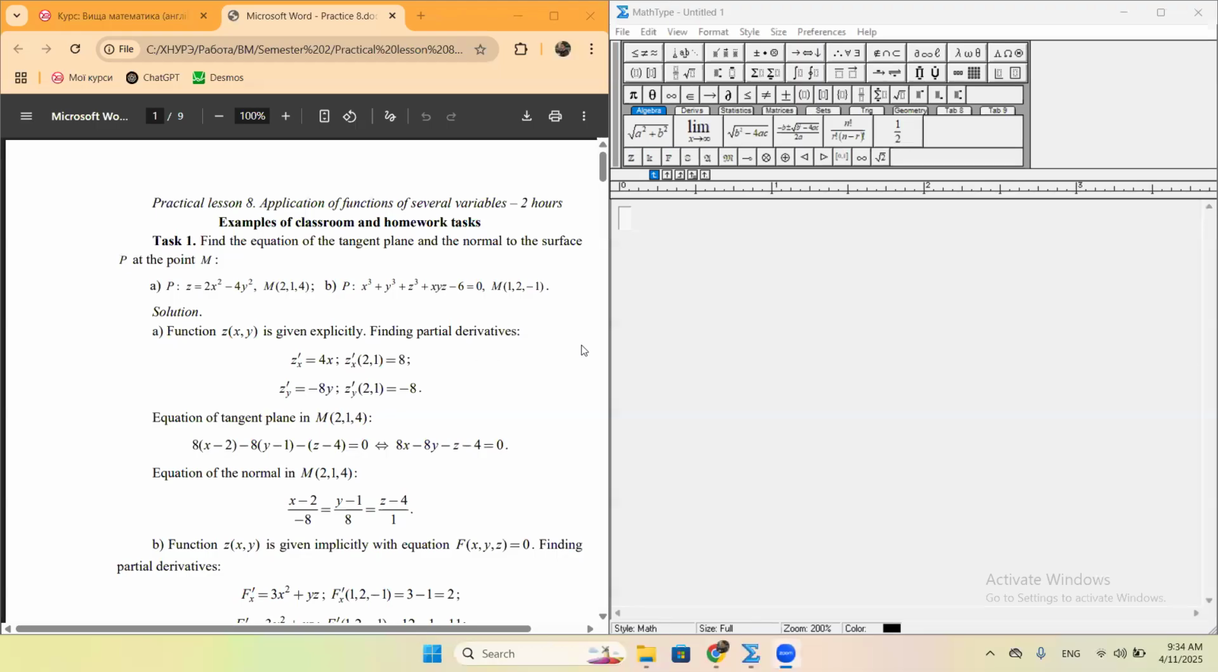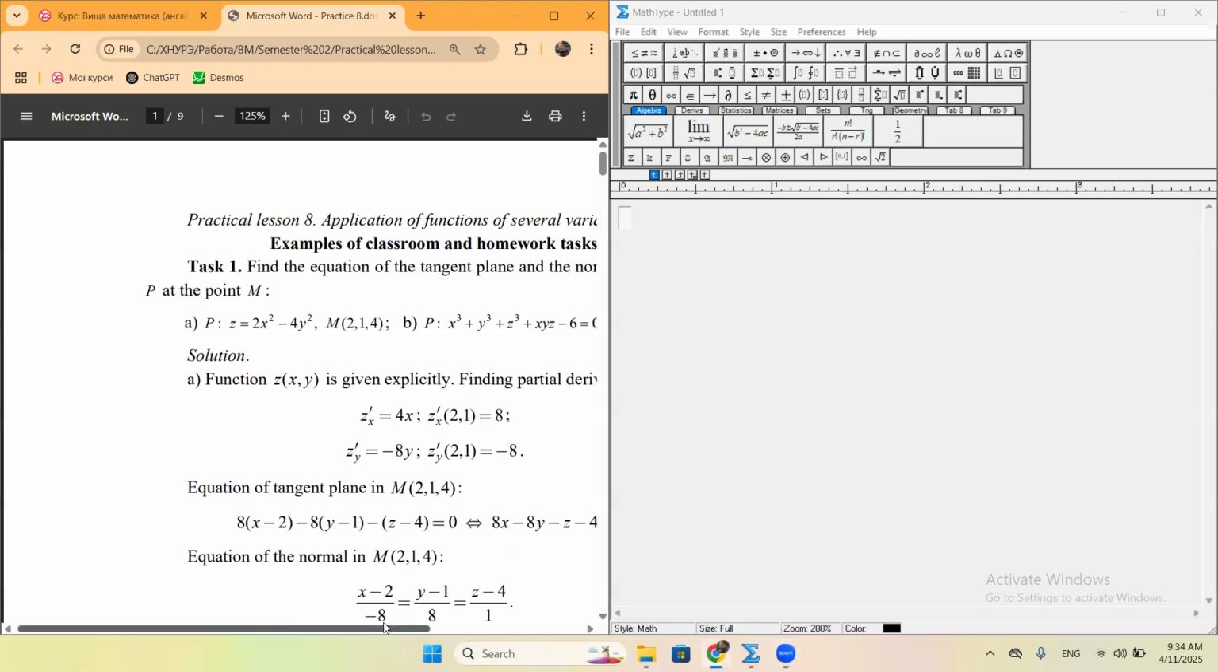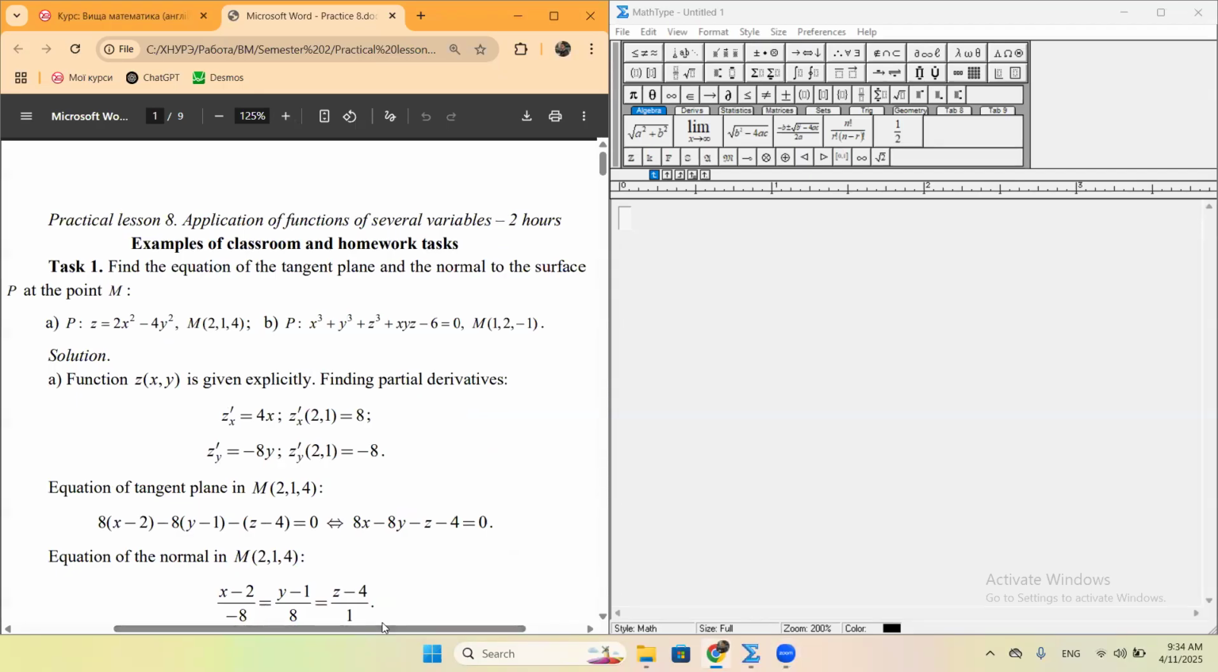Our previous lesson was differentiation of functions of multiple variables, and today we will use it. Today's lesson will be about the application of functions of several variables. So first of all, in the first task, find the equation of the tangent plane and the normal to the surface P at point M.